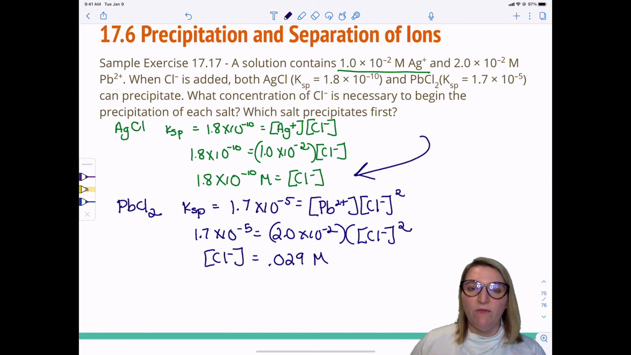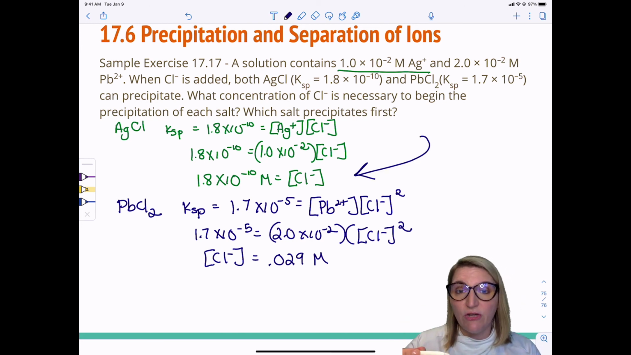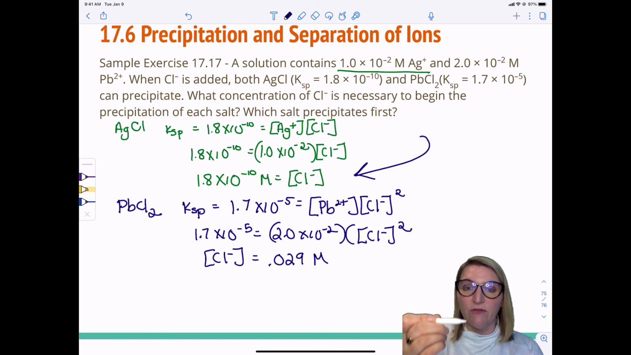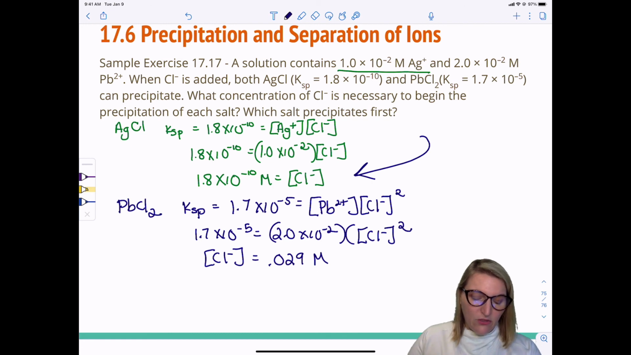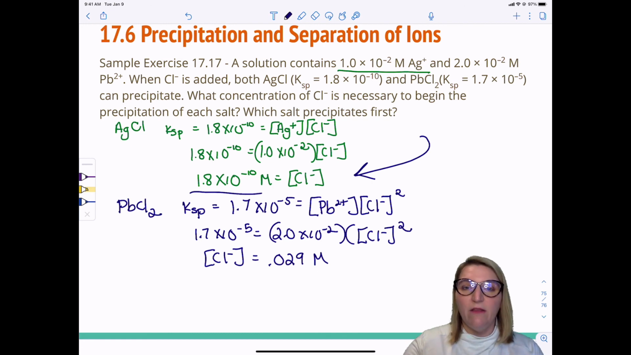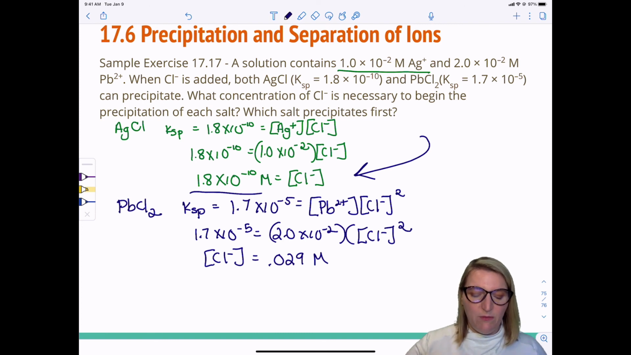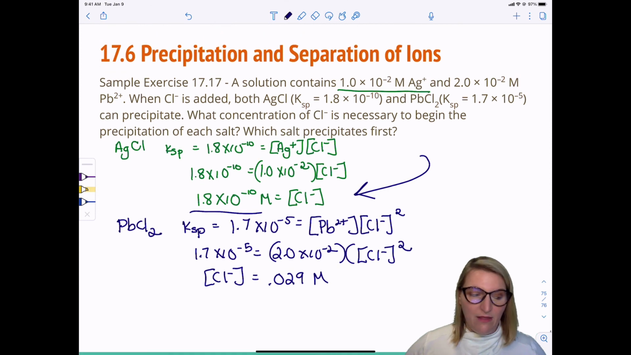This guy will be the first one to precipitate, because of course the concentration of the Cl minus starts out as 0 and then gets larger and larger depending on how much more Cl minus I actually add. So it will reach this number first, the silver will precipitate out, and then the only thing that will be left in the solution will be the lead ion. So this is a selective precipitation of ions. That's the last thing in this chapter.